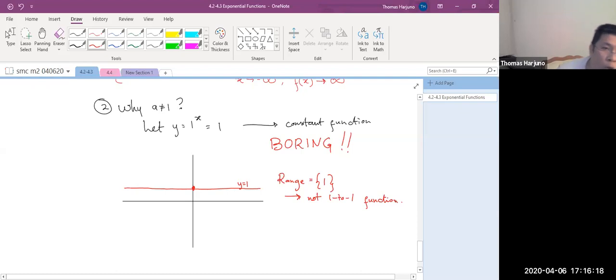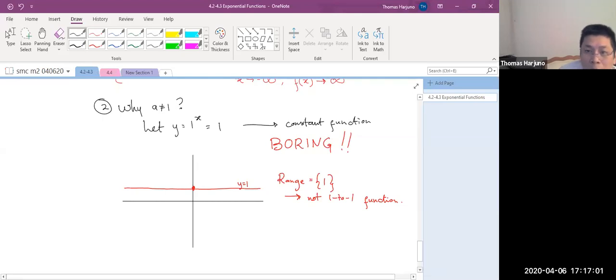Okay? In other words, we don't consider 1 to the x as a basic exponential function, because the properties of the exponential functions in general suddenly do not apply in this case. Does it make sense? It's not increasing, it's not decreasing, it's not a one-to-one function. The asymptote is supposed to be y equals 0. All of a sudden, it is not 0. Suddenly it becomes y equals 1, right? Okay, so that's the reason we don't consider base 1 as an exponential function.